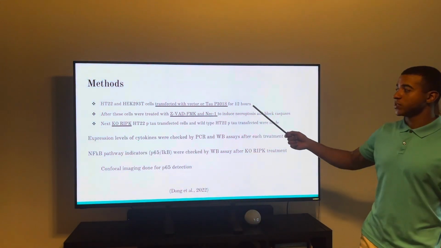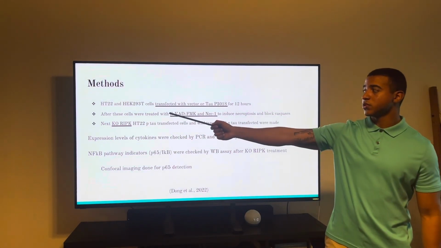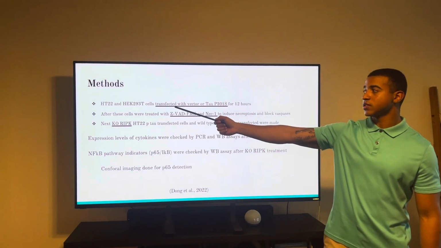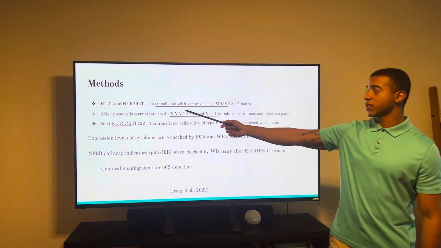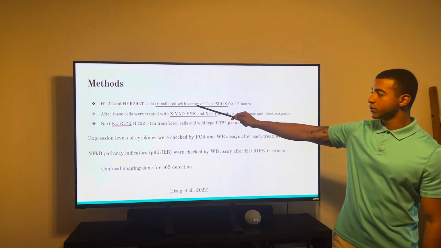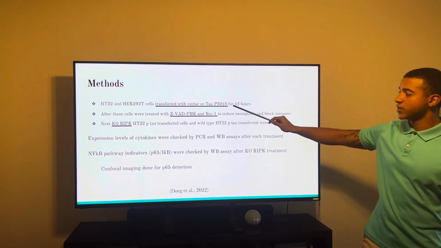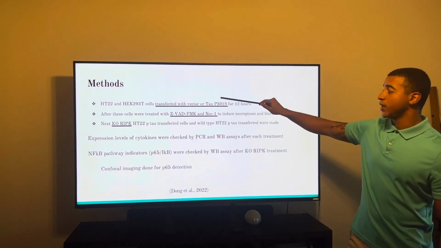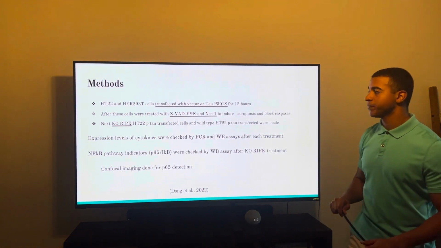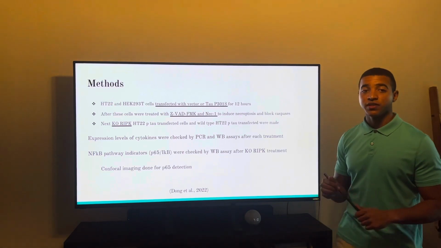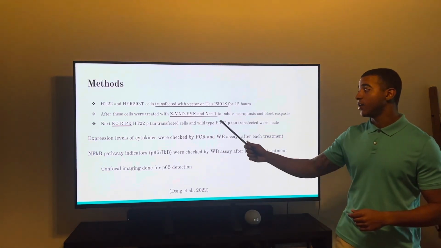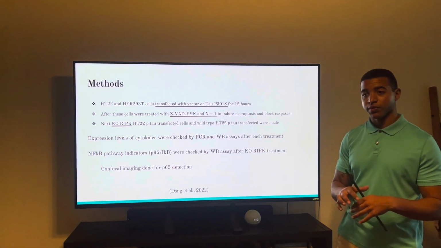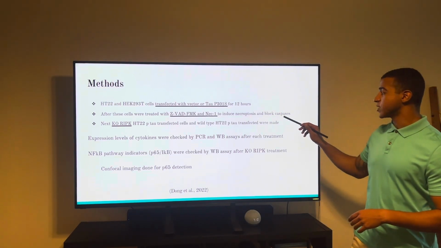The methods: they took HT22 and HEK293T cells. They transfected them with a vector for nothing to happen for a control group, or with tau P301S for 12 hours, which induced p-tau to occur. Next, they treated them with ZVAD-FMK and NEC1, which would induce necroptosis and block caspase.